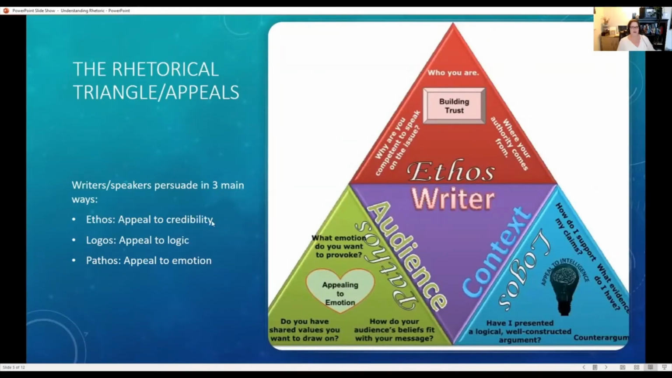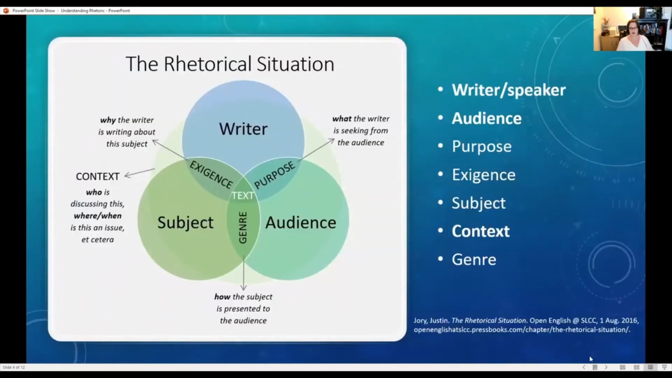So here is something that we call the rhetorical triangle, and you may have seen this or heard about it before. This graphic is kind of related to the rhetorical appeals that you read about in chapter 5. So writers and speakers persuade in 3 main ways. They use ethos, logos, and pathos, right? So ethos is the appeal to credibility, logos is the appeal to logic, and pathos is the appeal to emotion. So this triangle just kind of shows you how those 3 appeals are related to those 3 main things that we saw in the previous slide: the writer, the subject, the audience.